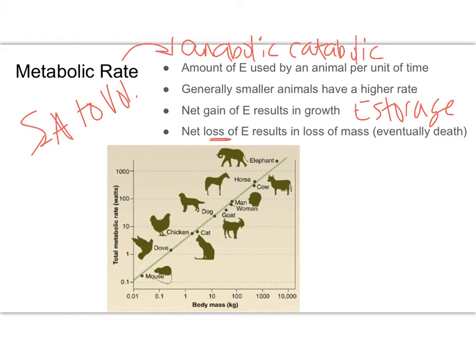If we look at our graph down at the bottom here, we can see our total metabolic rate on the y-axis versus body mass on the x-axis. You'll see, for instance, that the smaller mouse has a total metabolic rate relative to its size, which is actually going to be much faster than the elephant's.